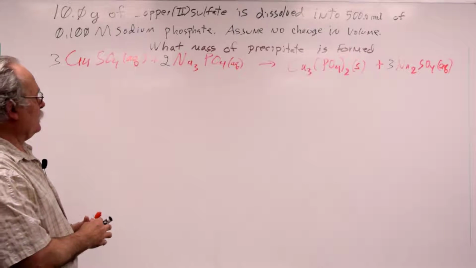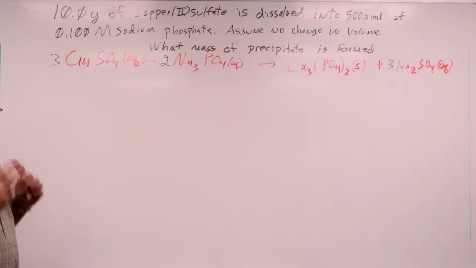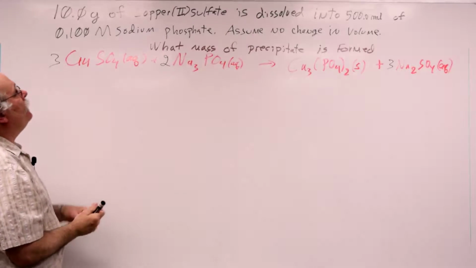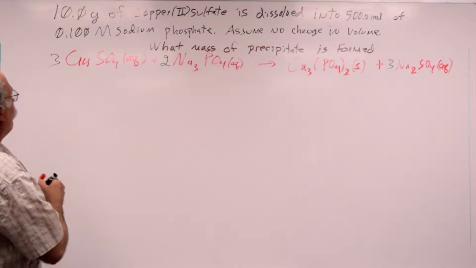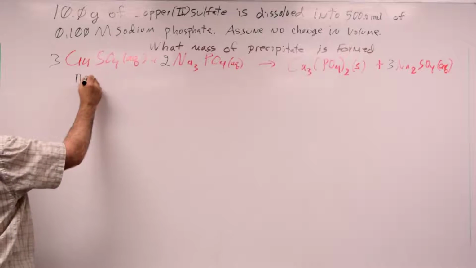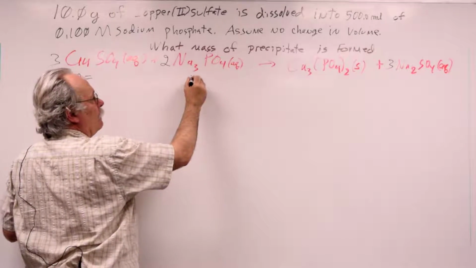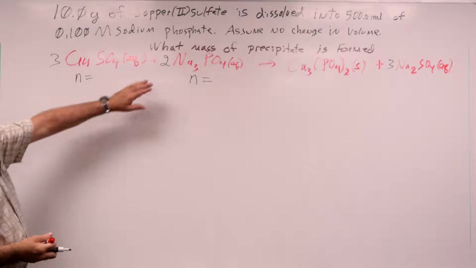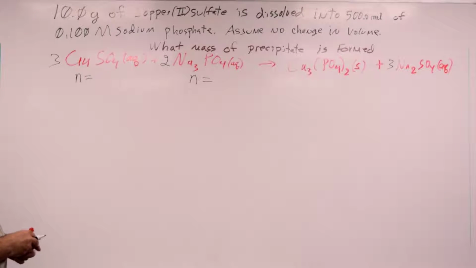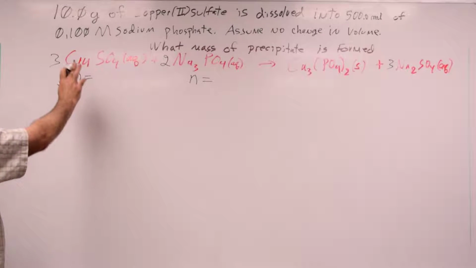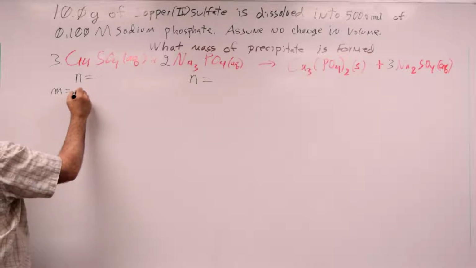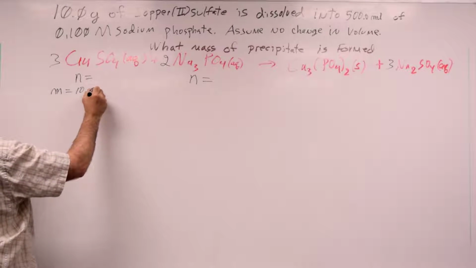Now the next thing I like to do is set up a structure to see what information I've been given. What I need is, these represent moles, but these are measured values. So I need to know how many moles of this I have, and how many moles of this I have. And from this I can figure out what the limiting reagent is. Now, what am I given on the copper sulfate? I'm given 10 grams, so the mass is equal to 10.0 grams.